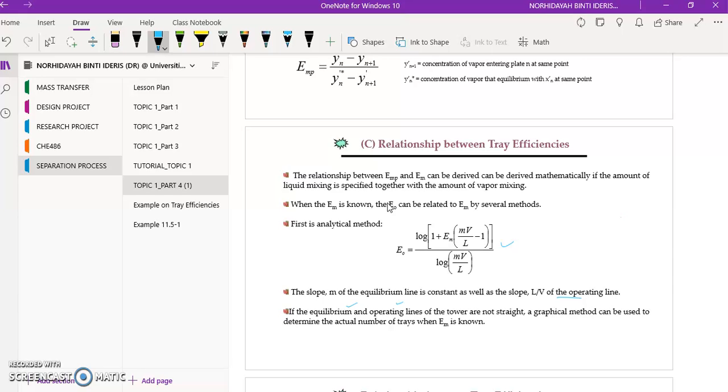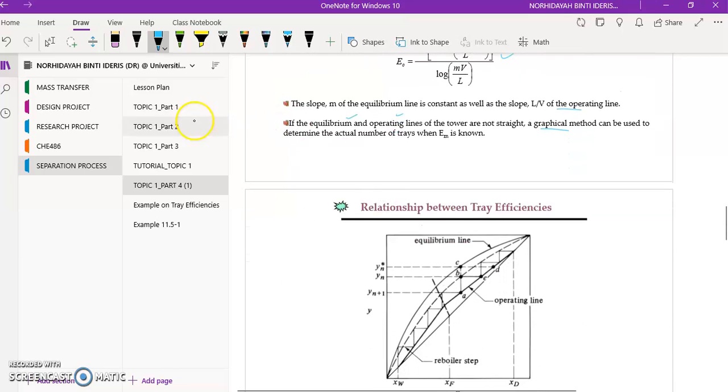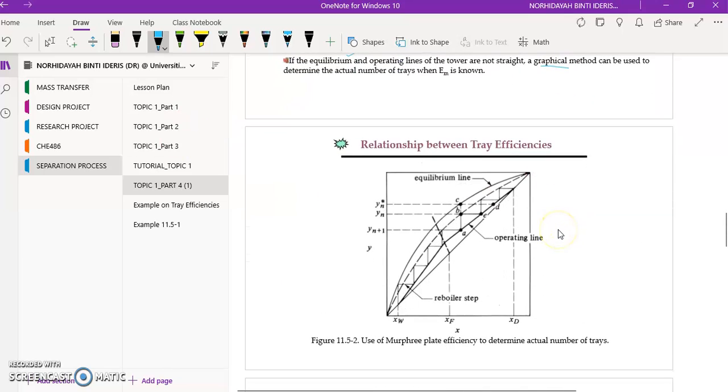In most cases, the equilibrium line and the operating line are not straight lines. So in that case, we are using a graphical method. This is the relationship between the tray efficiency. If you look here, this equilibrium line, the one that you plotted before, is what we call right now the ideal equilibrium line.